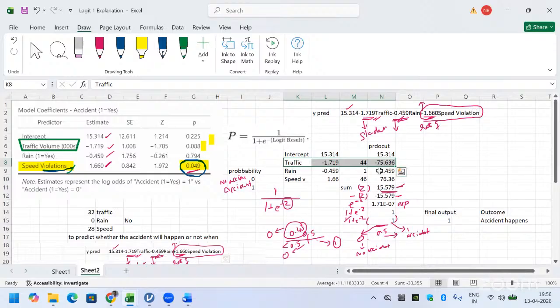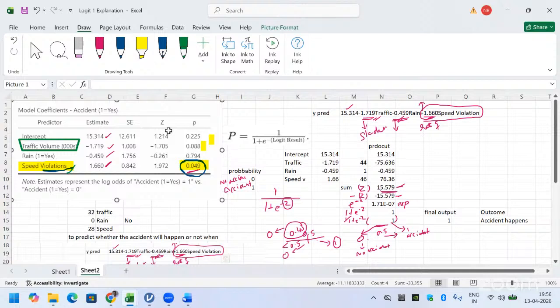So this is how we are going to check the output which you got in your Jamovi. Is that fine, or is it not getting into your head?